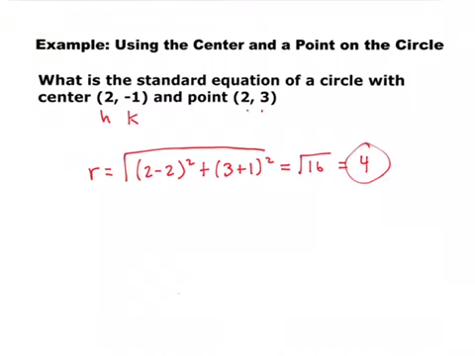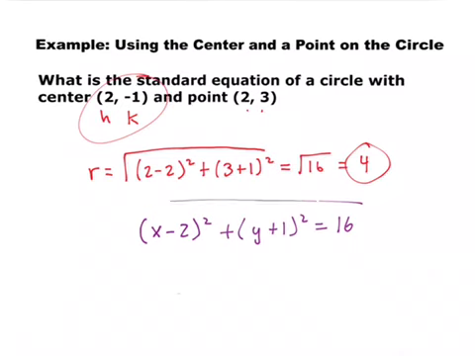Now that we know our radius and h and k, we can write our equation. So we've got (x minus 2) squared plus (y plus 1) squared equals 4 squared, which would be 16.